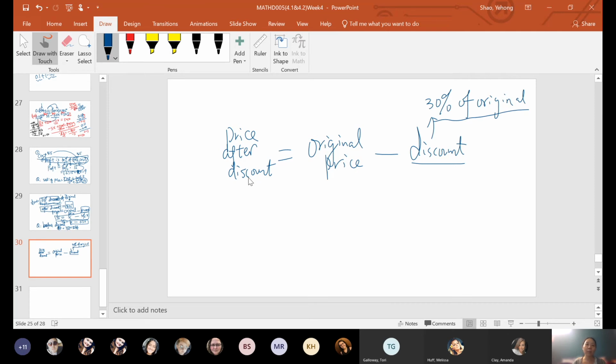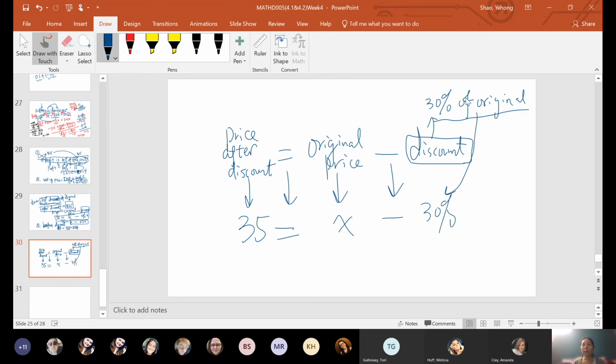So now let's plug in everything. Price after discount, that's what you pay at the cashier's, at the checkout place, $35. That's what you paid. Equal will be equal. Original price is unknown, right? So let's keep it as X. Minus will be minus. Well, how much is the discount? Discount is 30% of original. So you're going to use that expression here. So 30% of, it's multiplication, original is X. We just use X for original. So that's how you get the equation.